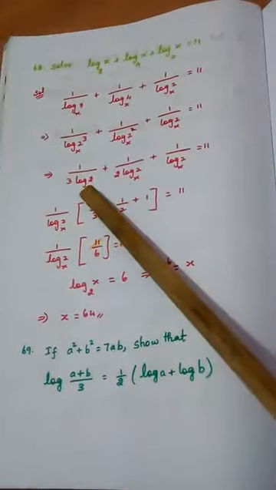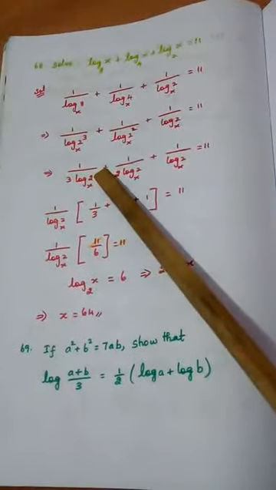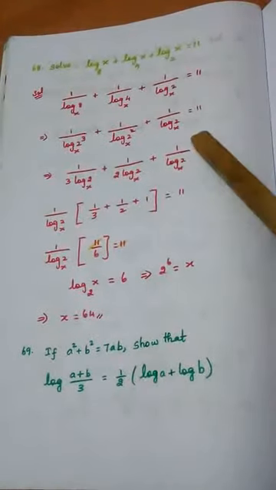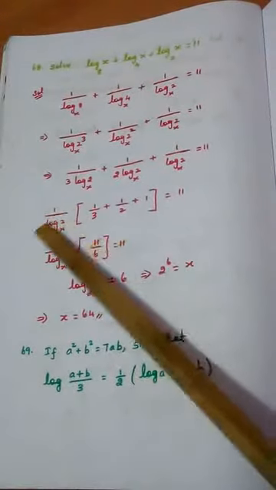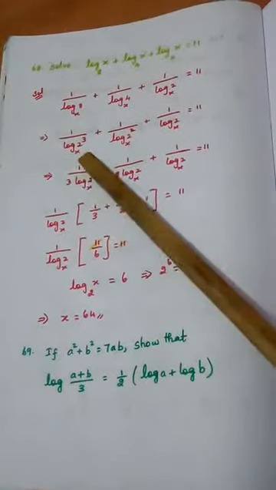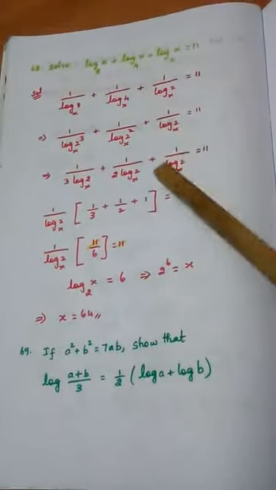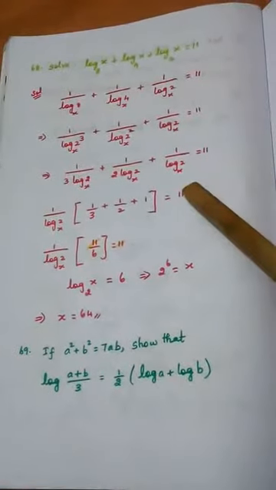Now if you see all the 3 terms, the denominator has one term in common, that is log 2 base x, log 2 base x, log 2 base x. So take that 1 by log 2 base x as common. So what remains here? 1 by 3. What remains here? 1 by 2. What remains here? Just 1. So 1 by 3 plus 1 by 2 plus 1 equal to 11.